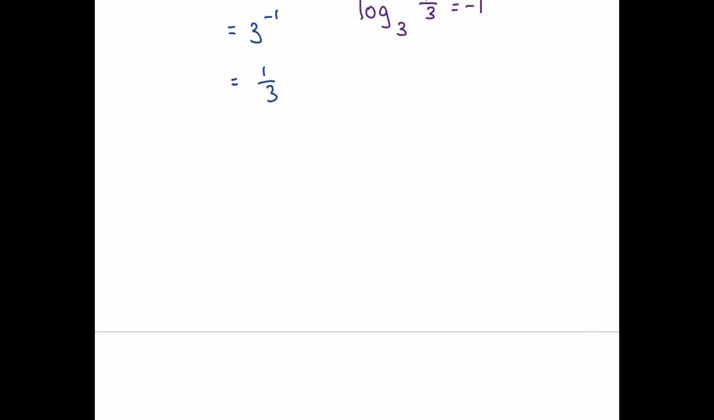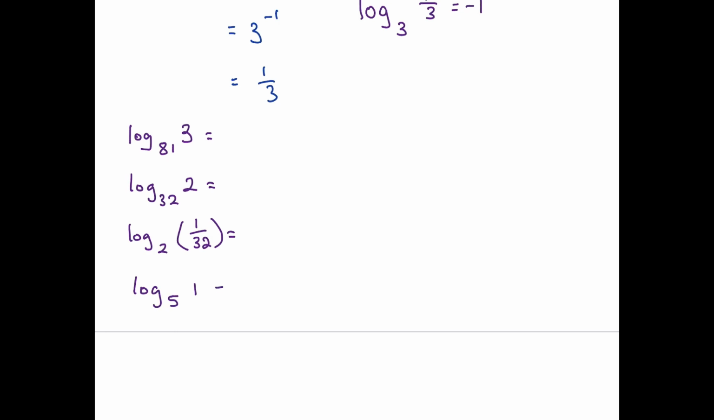Okay, so hopefully you're getting the hang of this. Let's try some challenge questions now. So please have a go at these 4 questions. Okay, so let's try and find the values of these following logarithms.